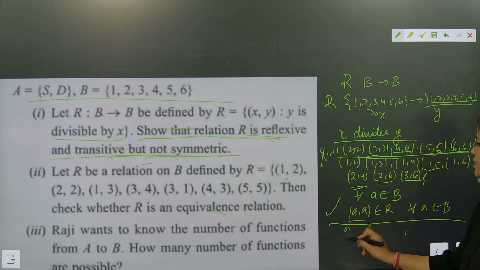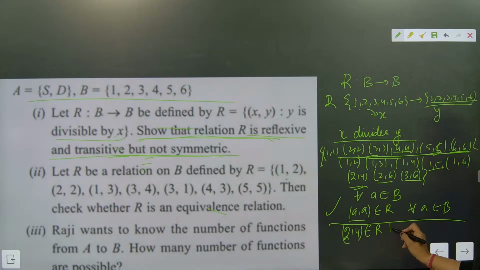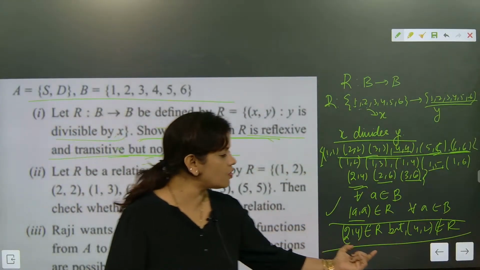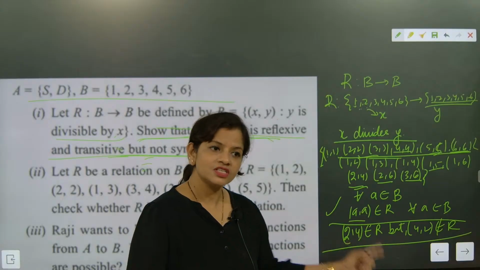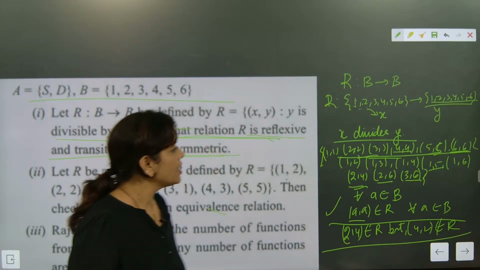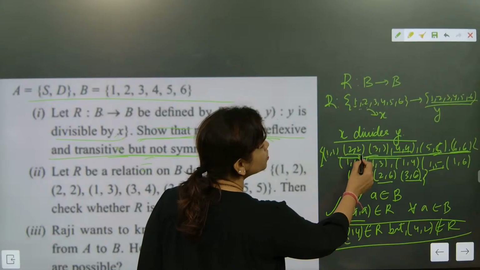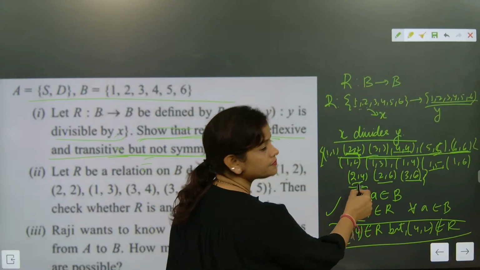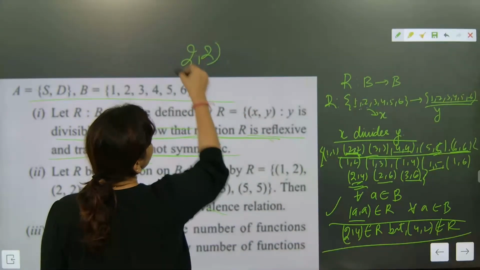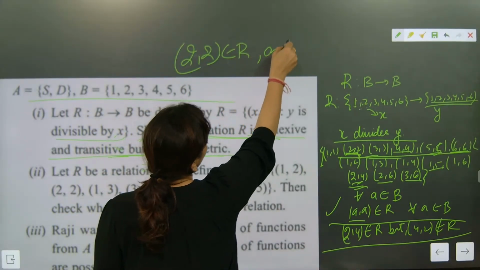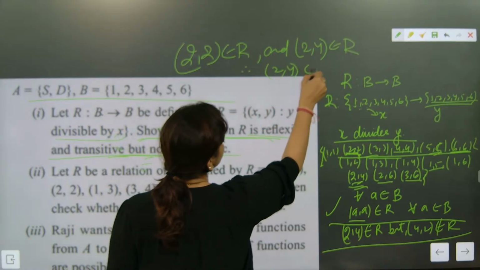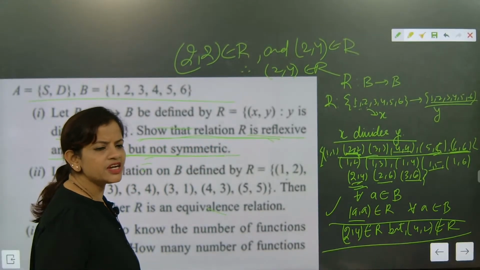But here 2 comma 4 belongs to R, but 4 comma 2 does not belong to R. So definitely it is not going to be symmetric. Now here you check one thing. 2 comma 2, 2 divides 2. 2 also divides 4. 2 comma 2 belongs to R and 2 comma 4 belongs to R. Therefore 2 comma 4 belongs to R. It is transitive.